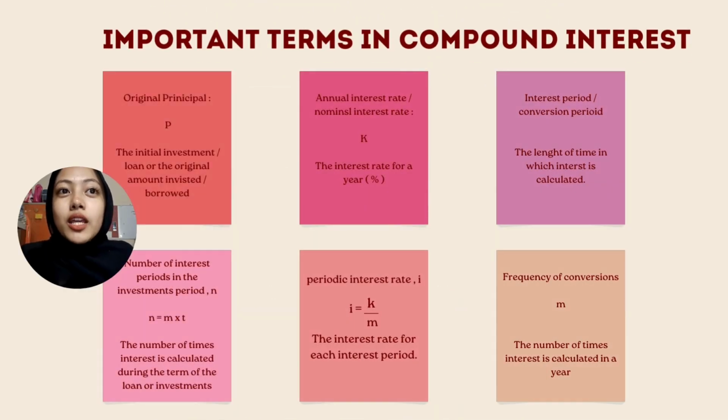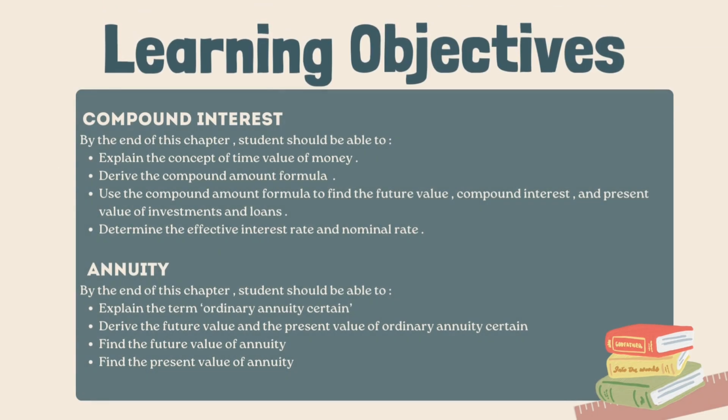Important terms in compound interest. Let's start with P. P is principal, K is the annual interest rate, and N stands for the number of interest periods in the investment period. N equals M multiplied by T, and the periodic interest rate is I equals K over M, and M stands for the frequency of conversions.